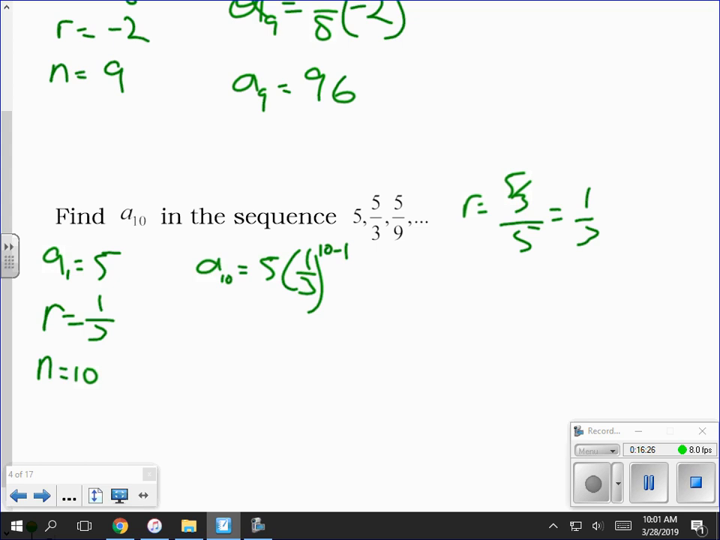Now, your calculators sometimes will freak out on the fractions for this. Let's see if it does on this one or not, because I'll show you how to do it if it doesn't. Okay? Because some do, some don't, and I'm not sure if mine will or not.